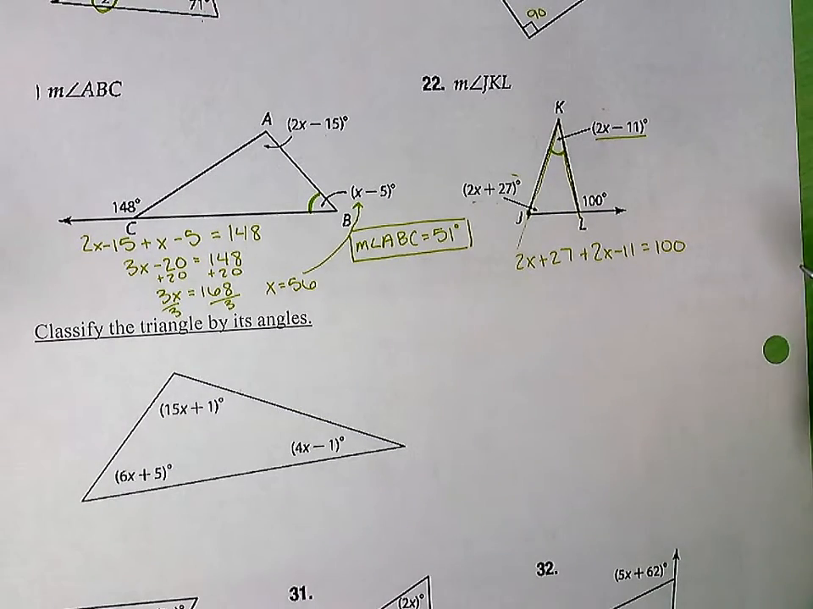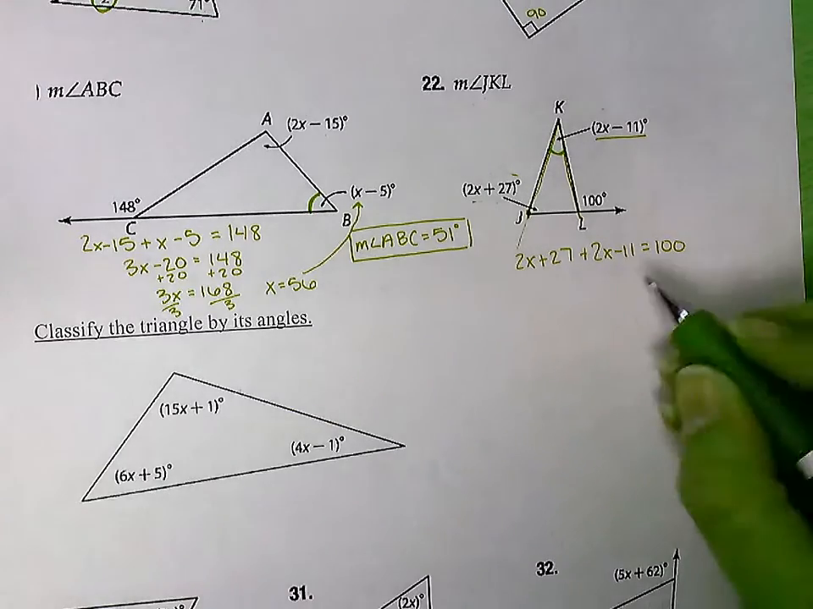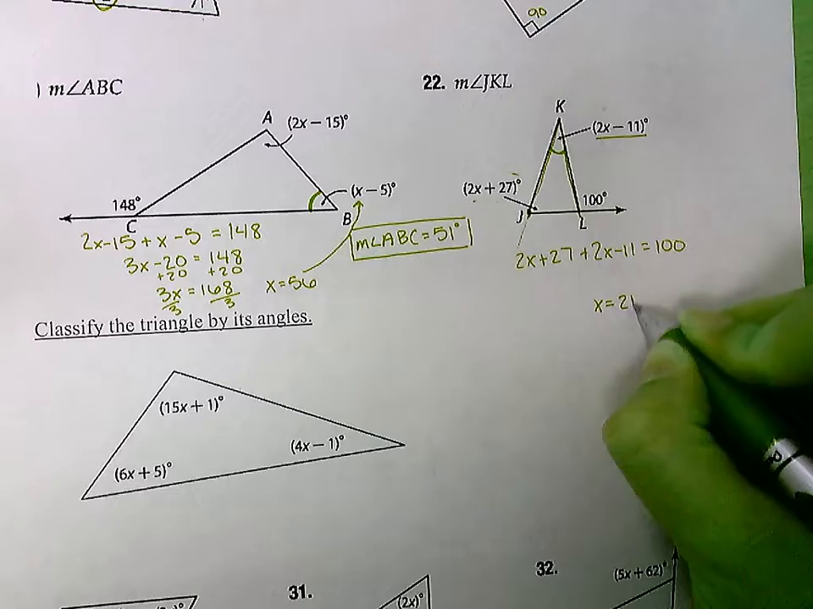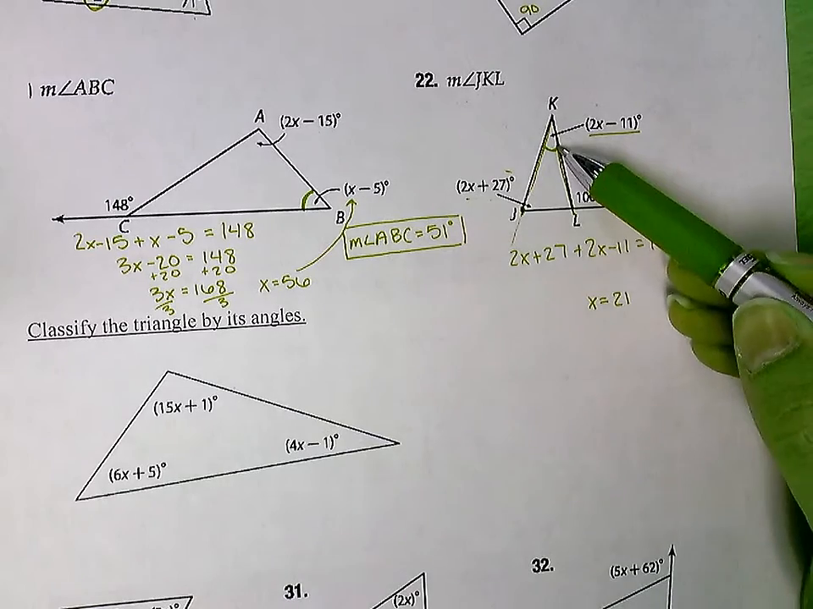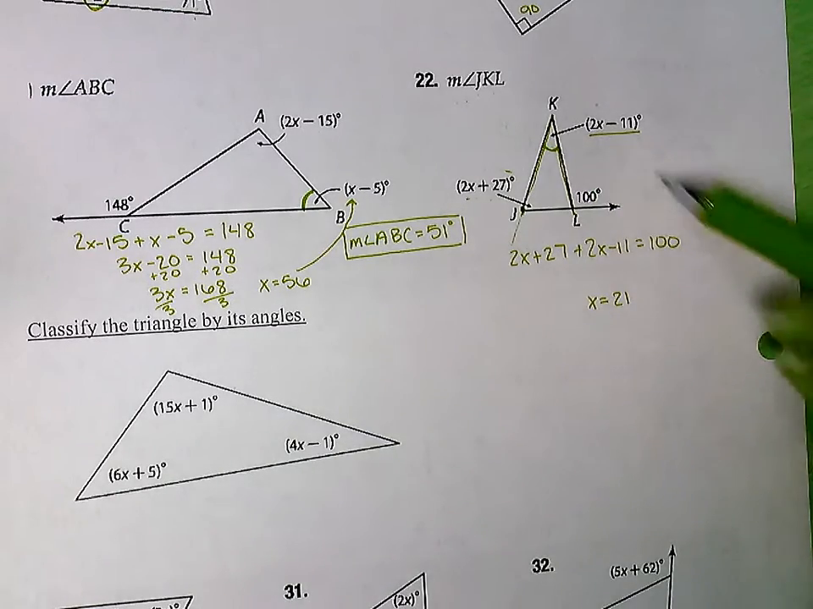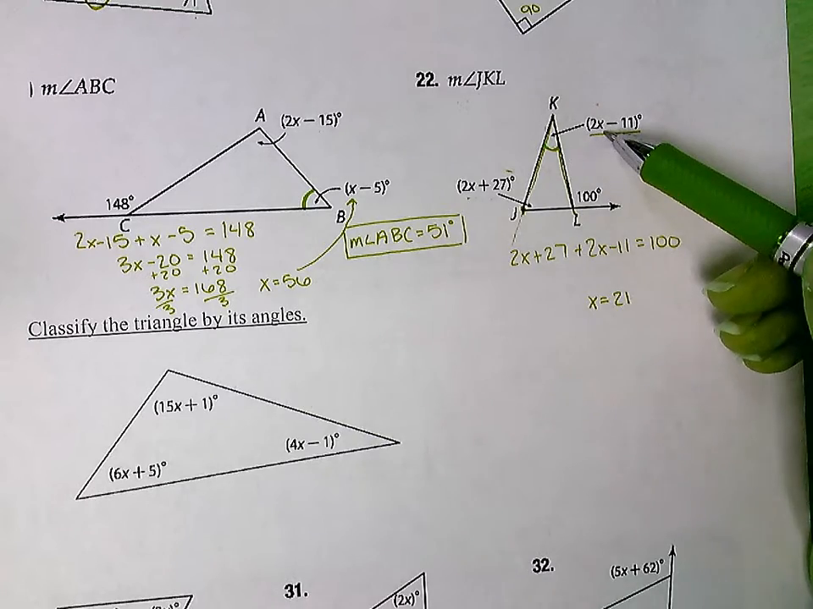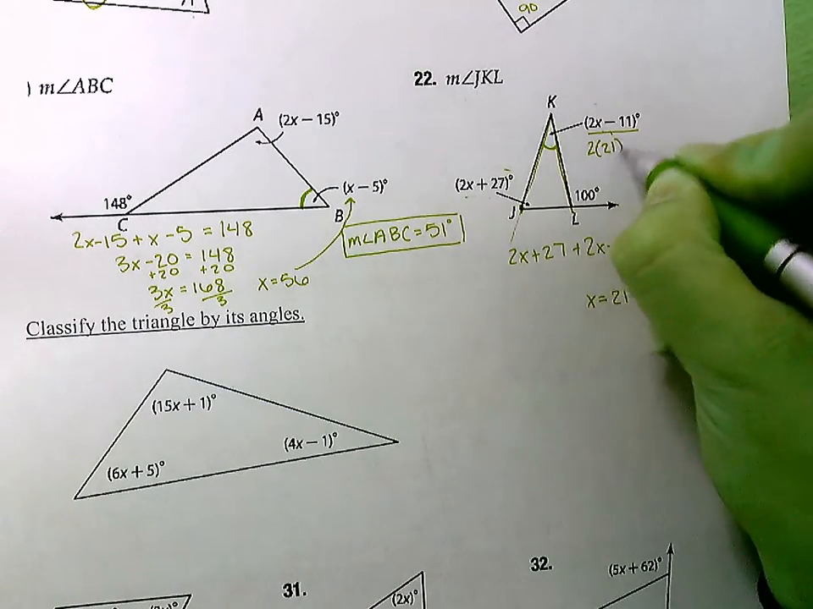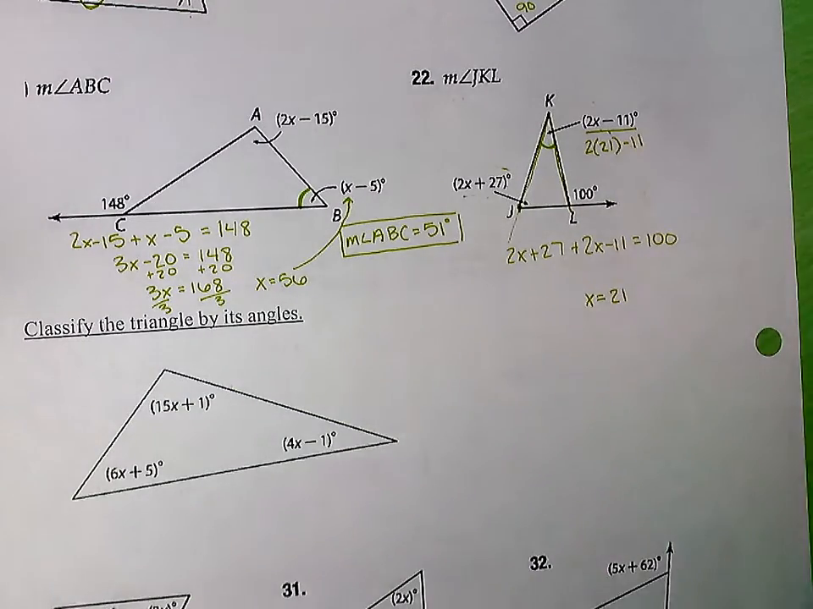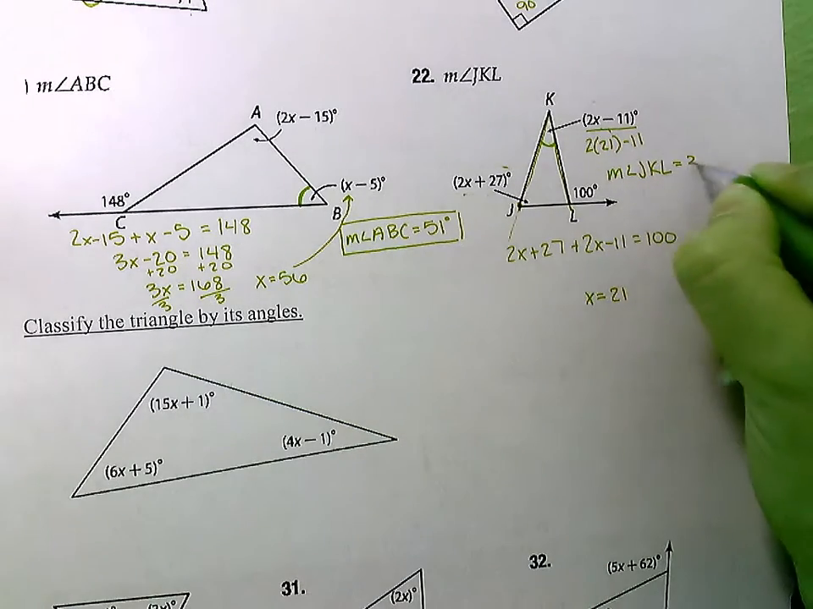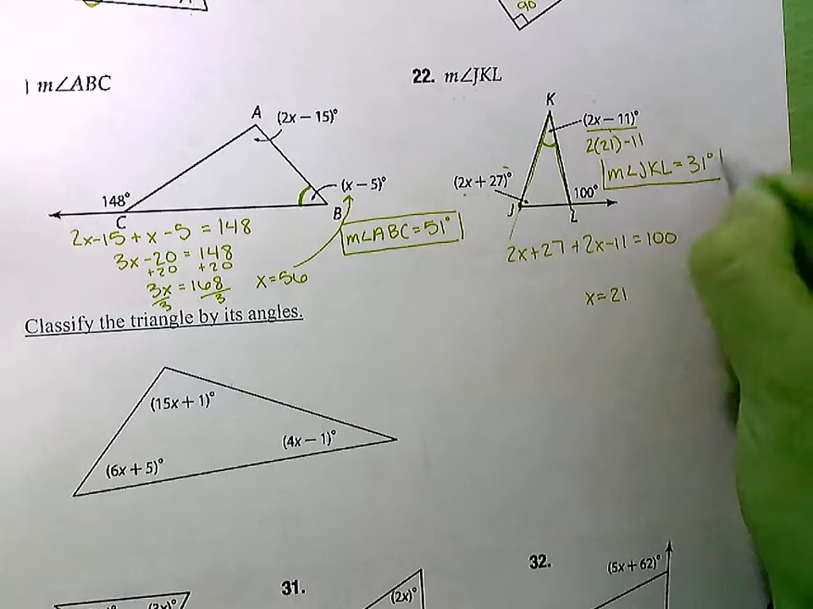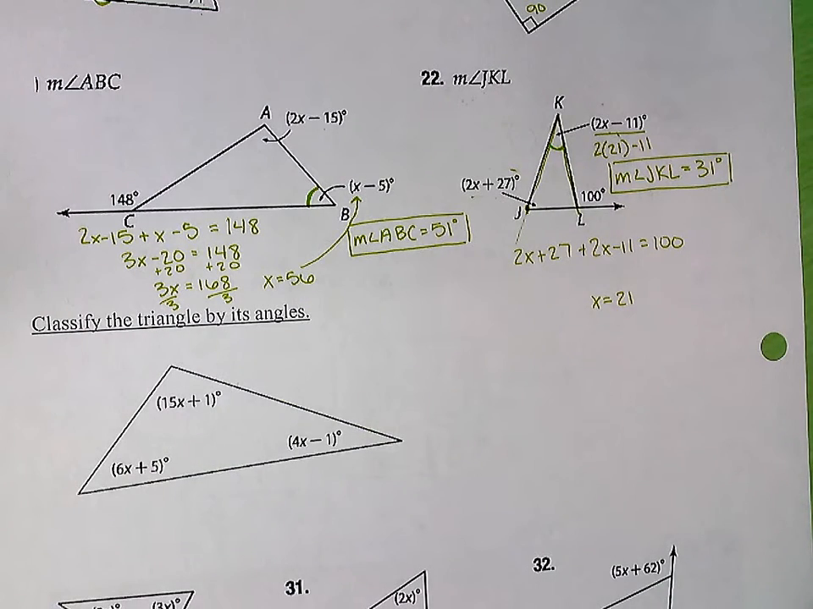From here, you should have gotten x is equal to 21. Since we're trying to find this angle here, you're going to plug in 21 for x. So we have 2 times 21 minus 11. The measure of angle JKL should be equal to 31 degrees. Any questions?